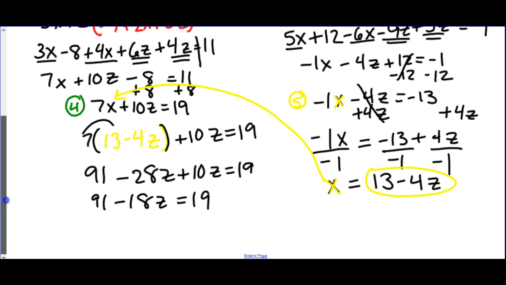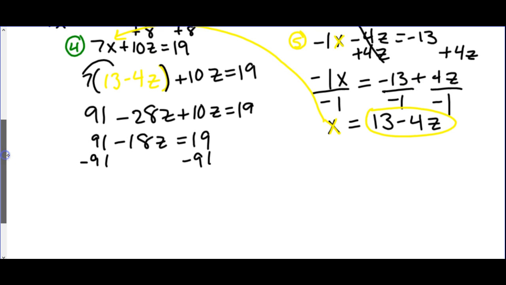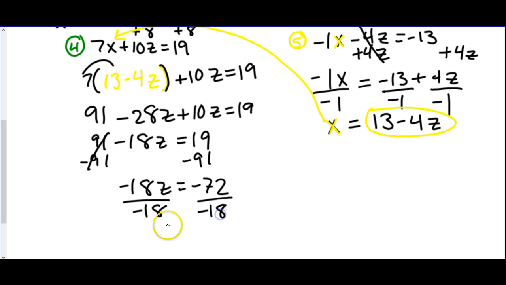We've got to get rid of the 91, so I'm going to subtract 91 from both sides. Need a little more room, so I'm going to extend my page. Negative 18z equals negative 72, I believe. Yep. And then we divide both sides by negative 18. So z is 4. That is one of our answers.